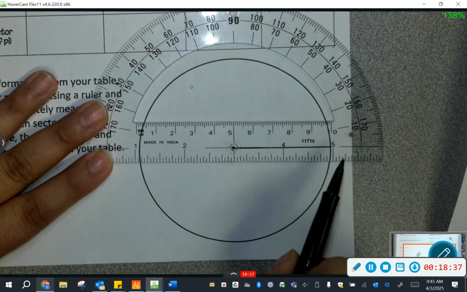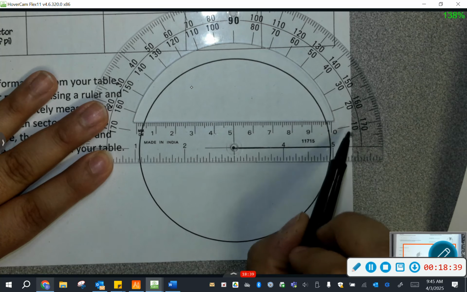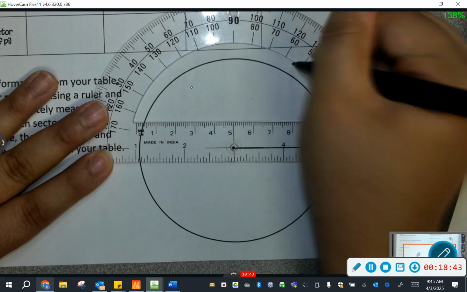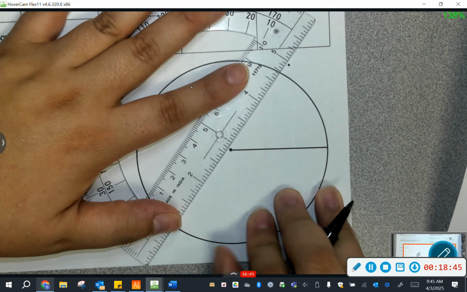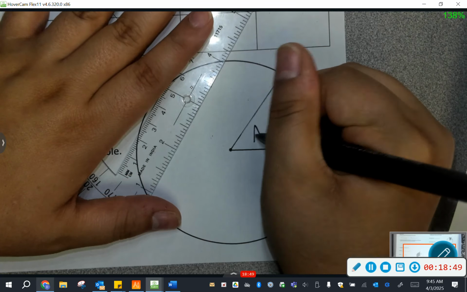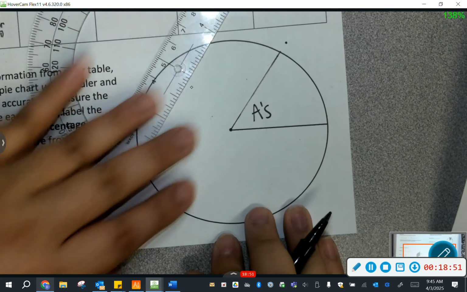54. So I'm going to go, 0 is on the inside. I'm going to go on the inside numbers, and I'm going to plot what I think is about 54 degrees. And then these are my A's.